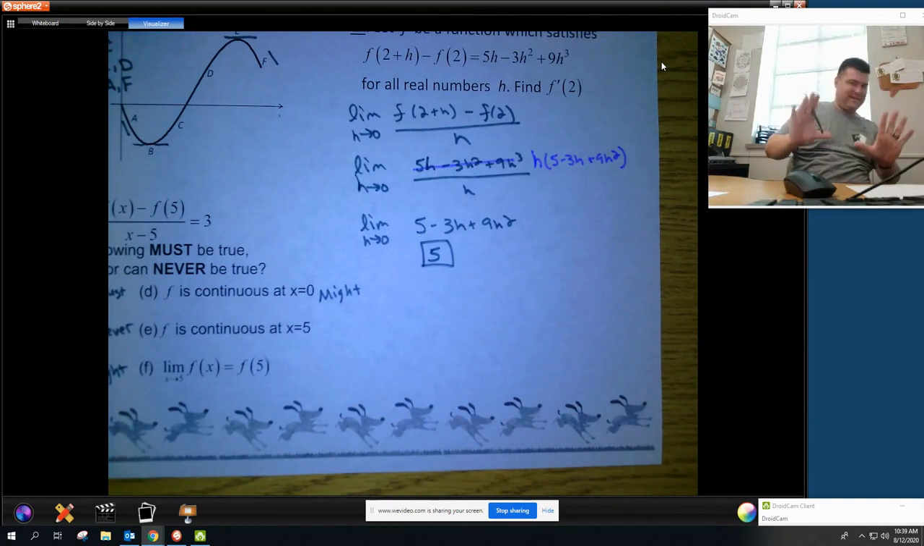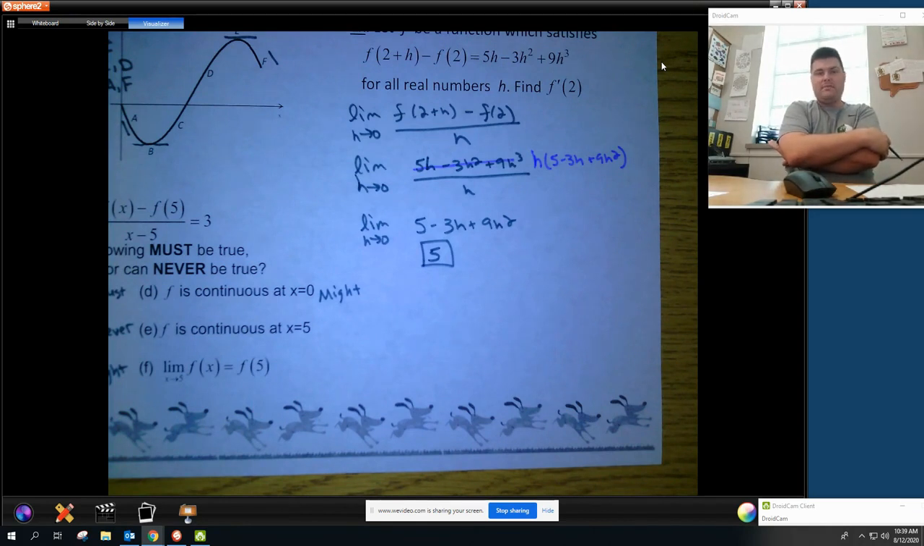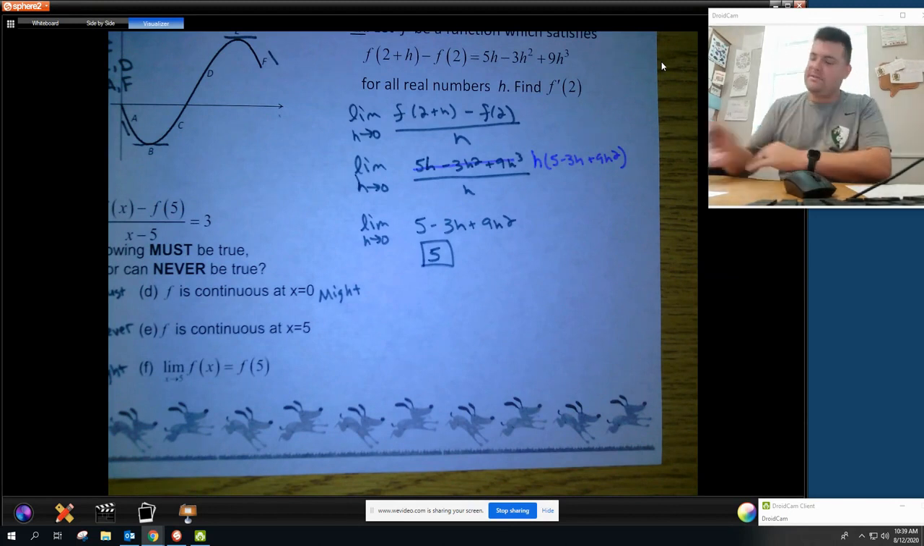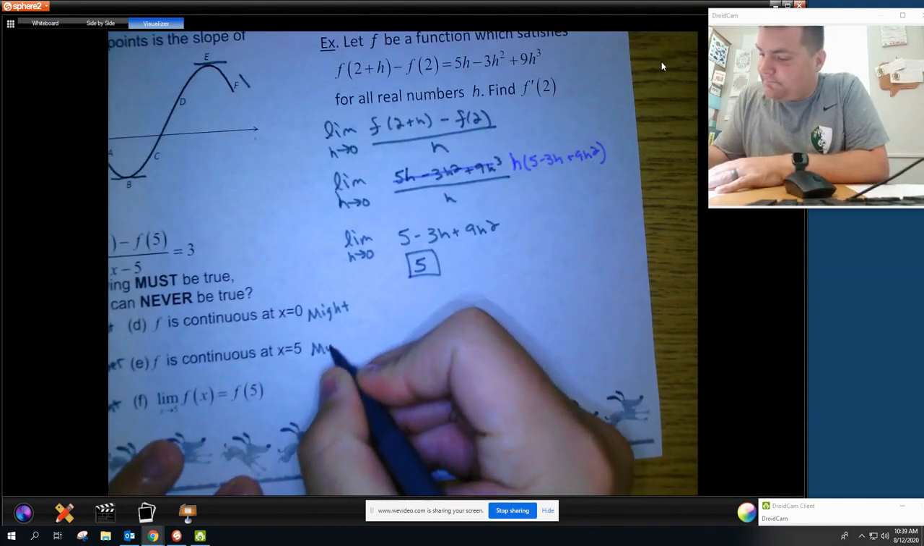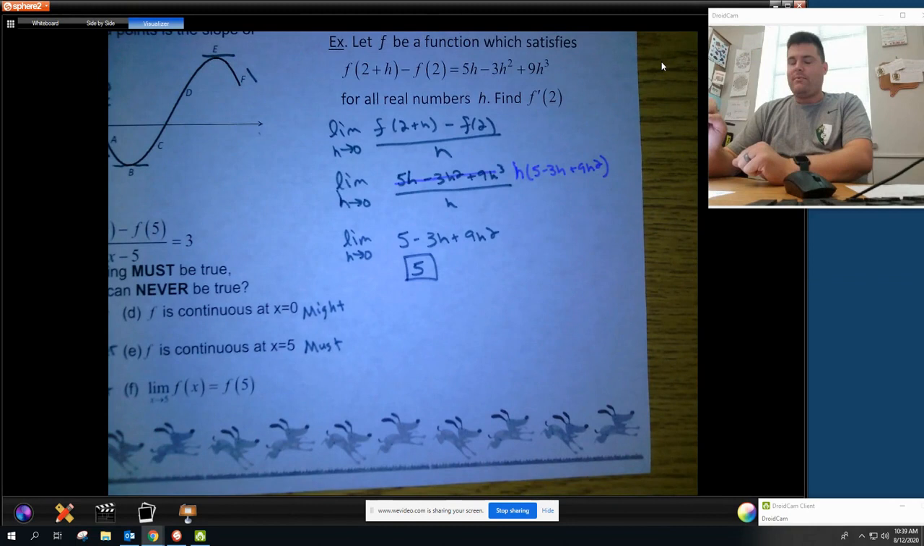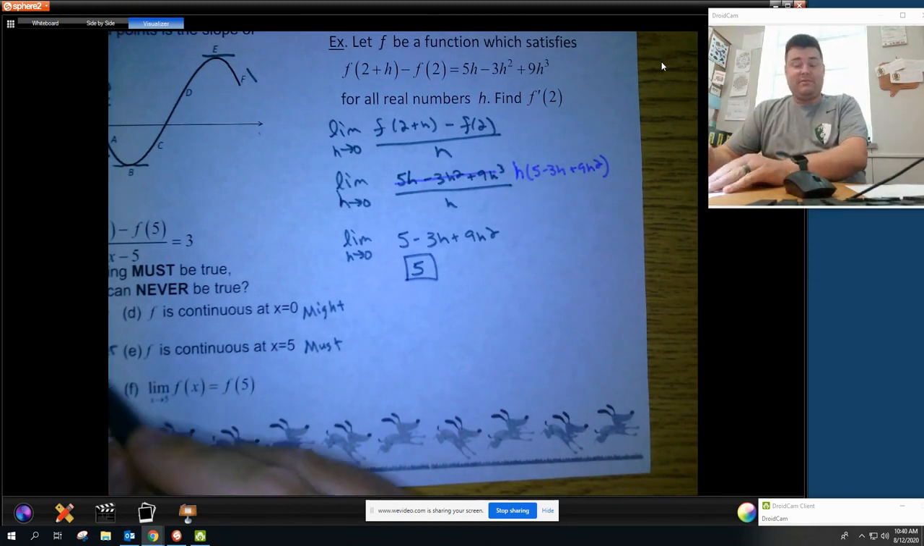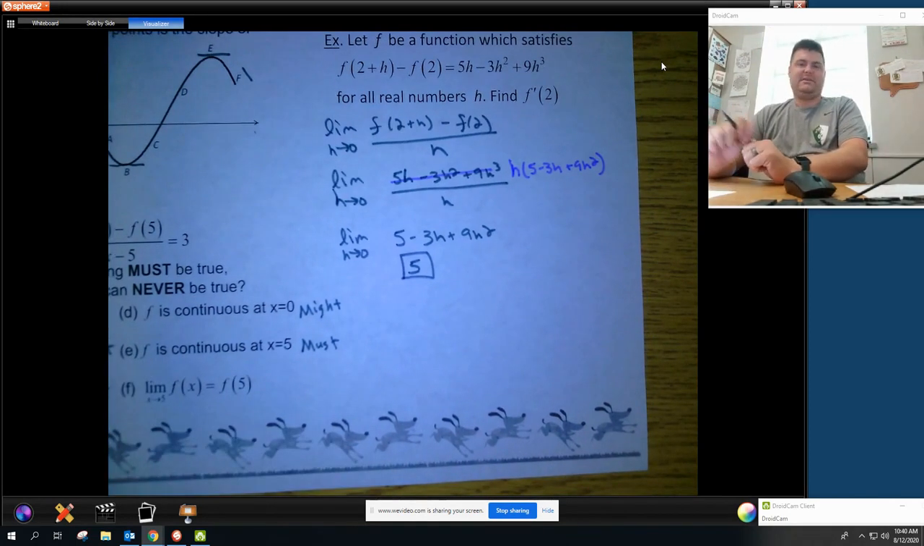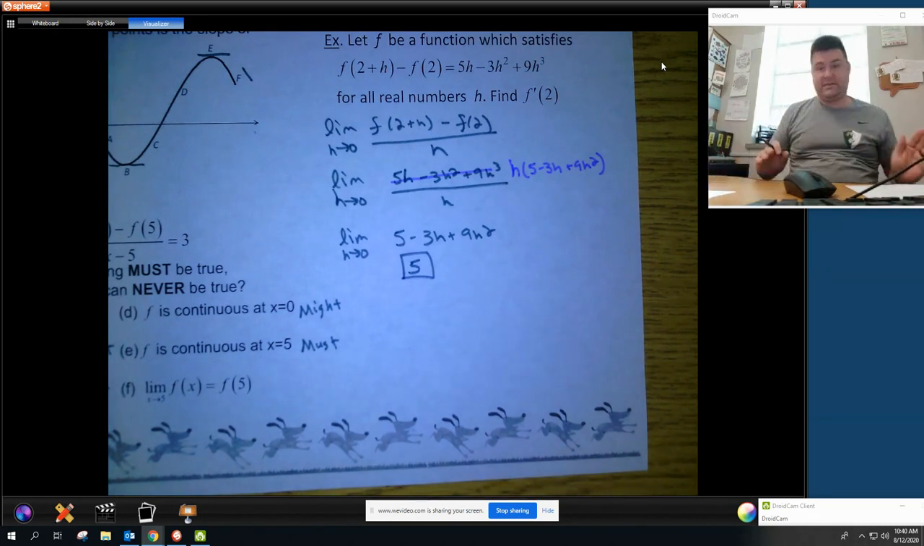This is good stuff now. We're getting to the good stuff. F is continuous at 5. What do you think? Yeah, really? I'm going to agree with you. That must happen. If the derivative exists, it has to be continuous, because if it wasn't continuous, there would be no derivative at that point. So that must be true.